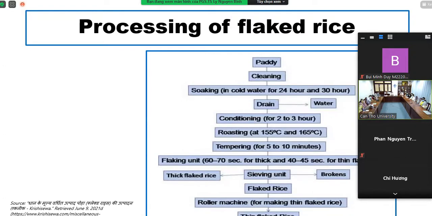Then the flaking unit. There are two types, thick flaked rice and thin flaked rice. For thick flaked rice, flaking is done for 60 to 70 seconds, and for thin flaked rice, it is done for 40 to 45 seconds. And then comes the sieving, where they separate the thick flaked rice from the broken parts. Then you get the flaked rice, which is further flaked to get the thin flaked rice.